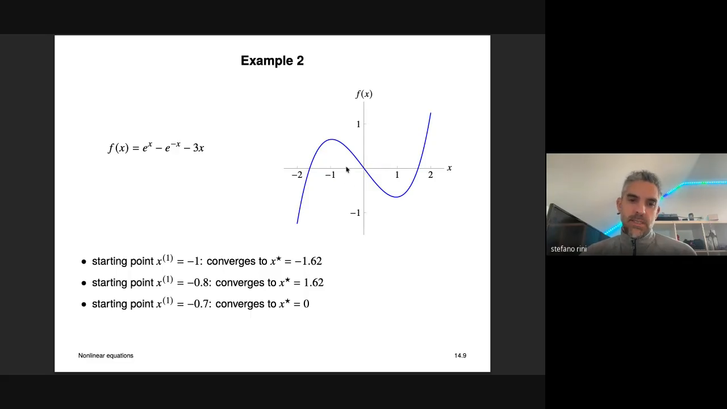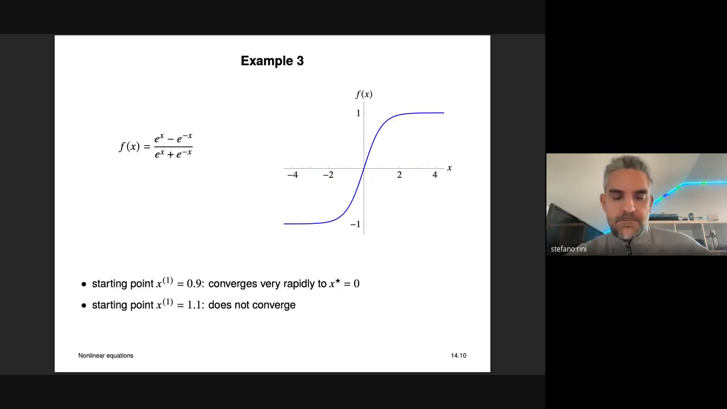So you see here that we start from -1, -0.8, and -0.7. At -0.8, you might assume that you will find the 0 at 0, but because of the way in which the step progresses, it's clear that the method skips over the solution at 0. So just by changing the starting point by 0.1, we change our solution from 1.62, this point, to the 0 point. Notice that here we have 3 crossings. So for 3 different initializations, we get 3 different crossings.